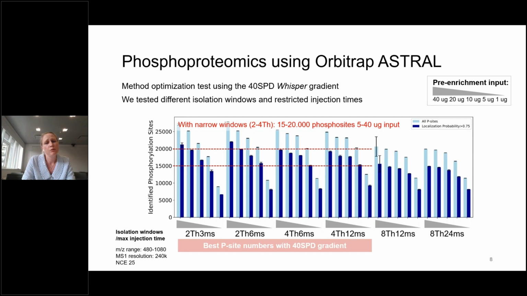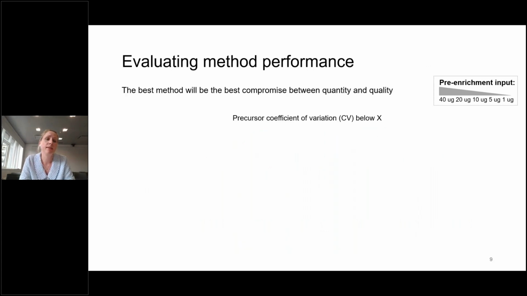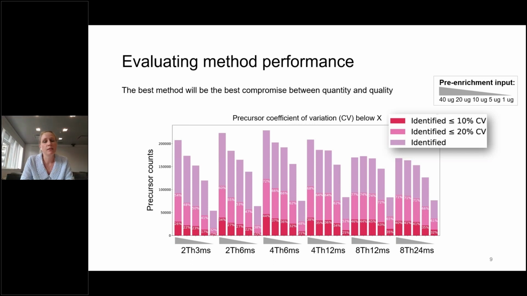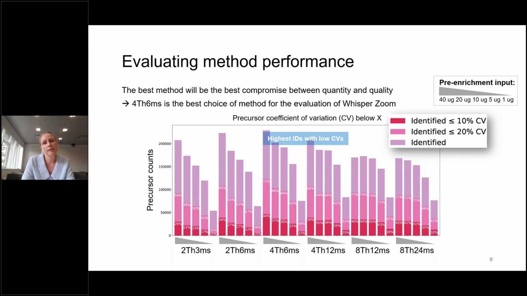Looking a bit further into these 4 methods and evaluating method performance in terms of CVs, the best method will really be the best compromise between quantity and quality. And when we look at the CVs for the tested methods, as you see here, we really do see that it is the methods with the highest IDs that have the lowest CVs. And so we chose the 4 Thomson 6 millisecond method as the best choice for evaluating the Whisper Zoom methods.